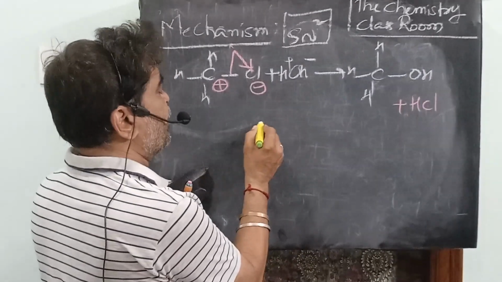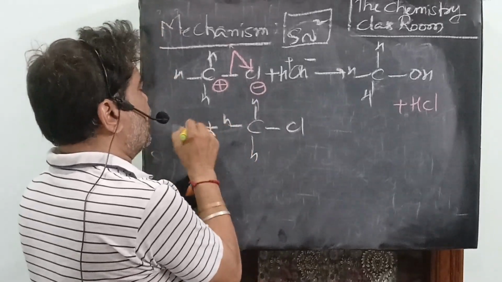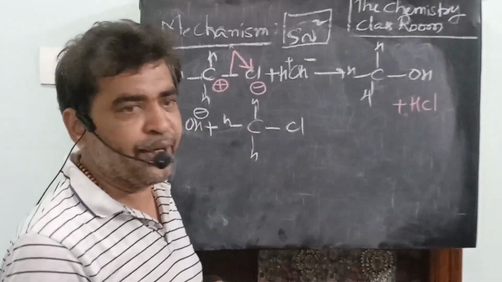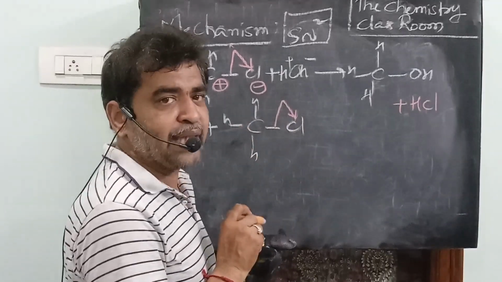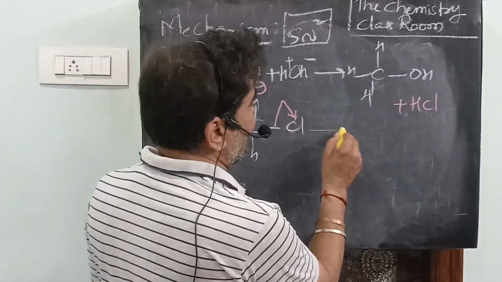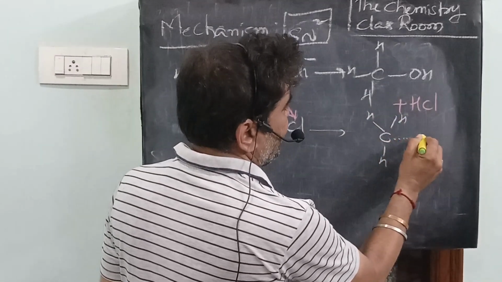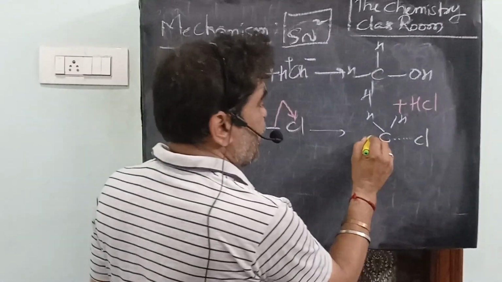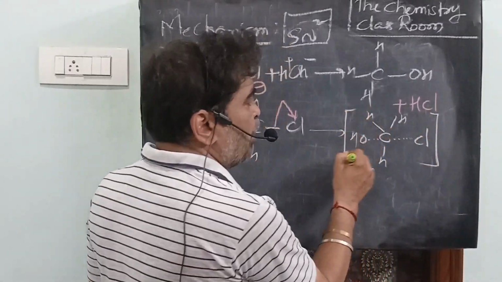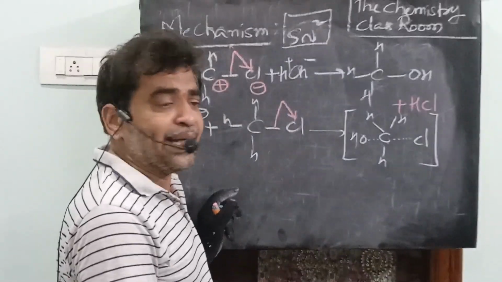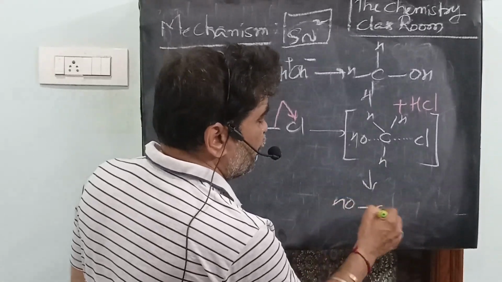So in this reaction, what happened here? The carbon and chlorine are getting cleaved. At the same time, the OH minus and carbon are getting bonded. The electrons move towards the chlorine and the OH is attached to the carbon. So you are forming one intermediate. In this, the carbon and chlorine bond is cleaved, and at the same time the carbon and OH bond is formed. When the carbon and chlorine bond is completely cleaved and the OH and carbon bond is formed, you get the alcohol compound.